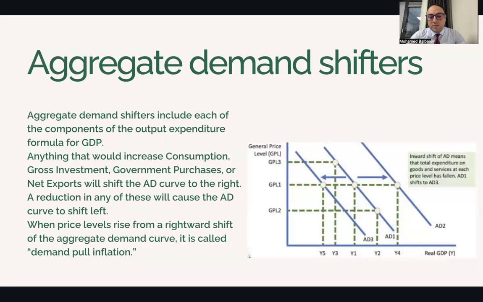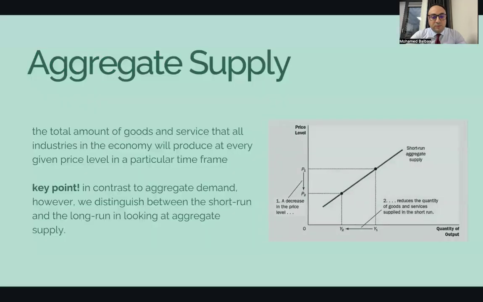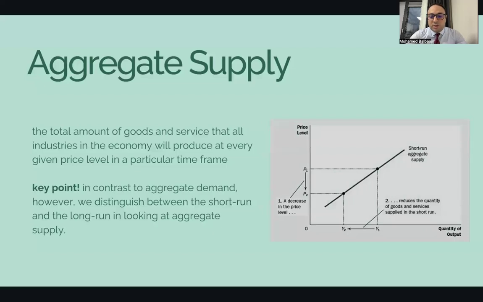And there are some reasons that may shift the aggregate demand curve to the right or to the left. If there is any change in any of the components of aggregate demand, like C, I, G, or NX, and they increase for any reason, the whole demand curve shifts to the right. If they decrease for any reason, the aggregate demand curve shifts to the left. So this was aggregate demand, and it's very simple and similar to the microeconomic demand curve.